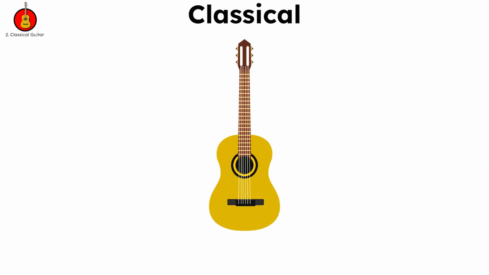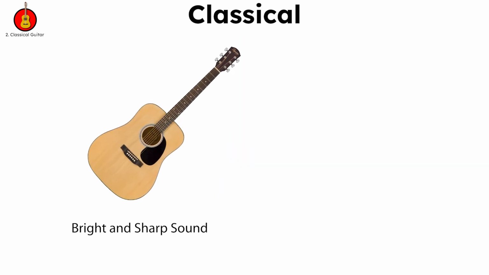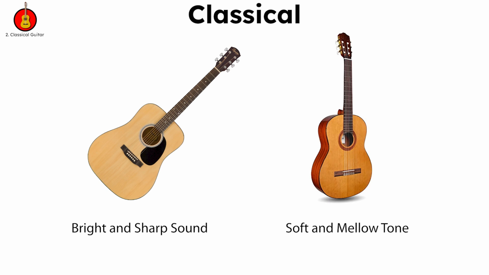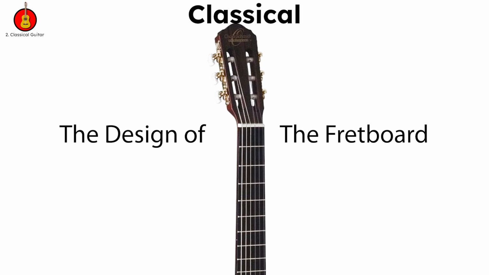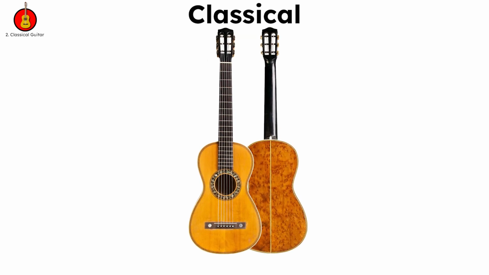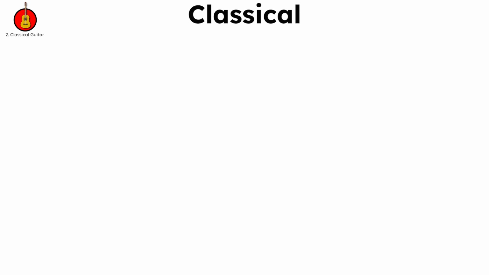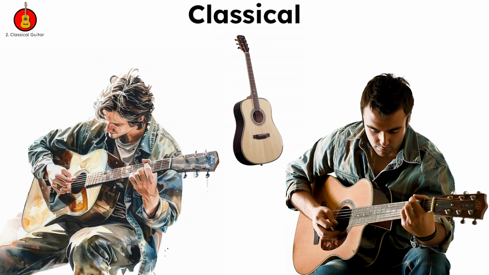This results in a distinct tone. Acoustic guitars have a bright and sharp sound, while classical guitars produce a soft and mellow tone. Another major difference is the design of the fretboard. Classical guitars have wider fretboards, which are better for techniques like fingerpicking. In contrast, an acoustic guitar is more suited for strumming and playing with a pick.